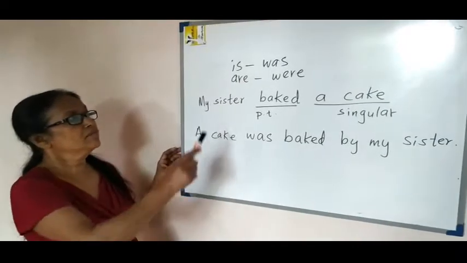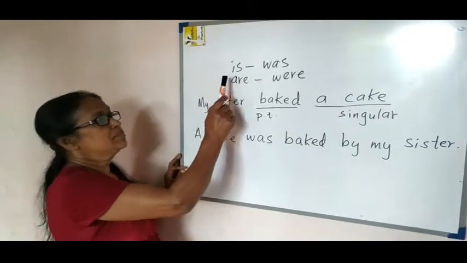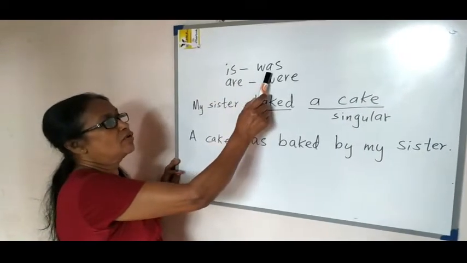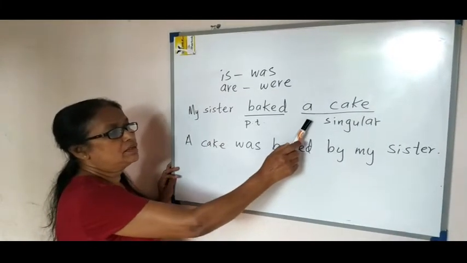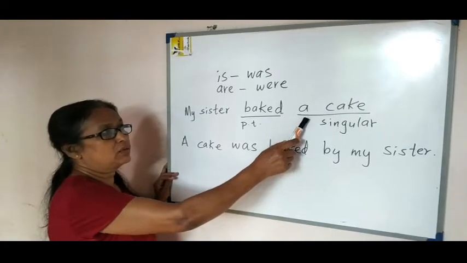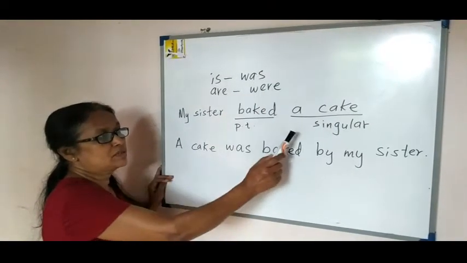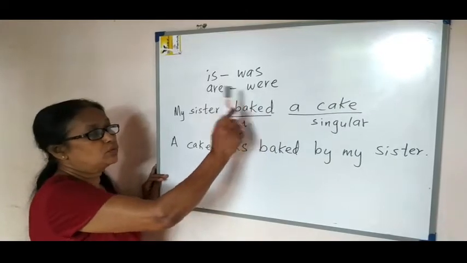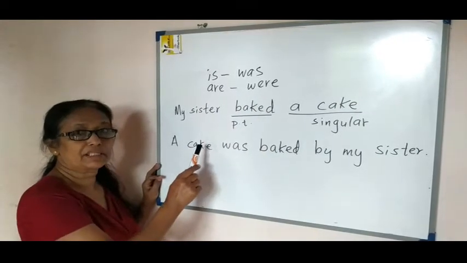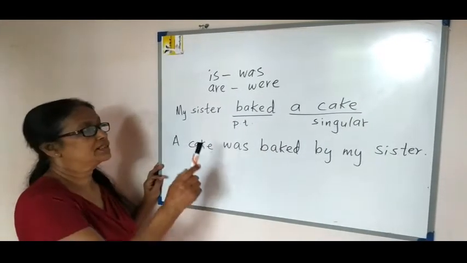Right. See, you must remember past tense of is, was, past tense of are, were. When the object is singular, you have to use was. When the object is plural, you have to use were. This is a very simple sentence. You can do it very easily.